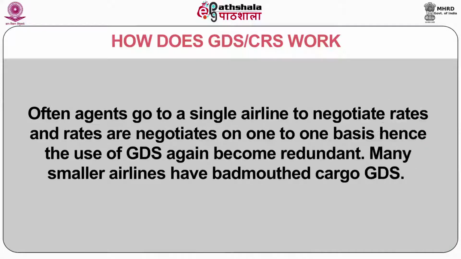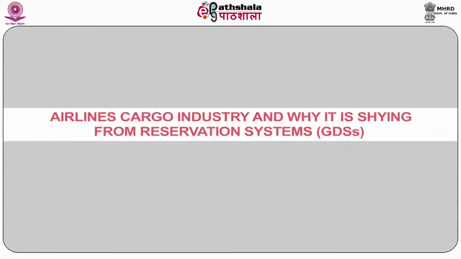Often, agents go to a single airline to negotiate rates, and rates are negotiated on a one-to-one basis. Hence, the use of the global distribution system again becomes redundant. Many smaller airlines have bad-mouthed cargo global distribution systems. Let us now discuss the airlines cargo industry and why it is shying away from reservation systems like global distribution systems or the GDS.